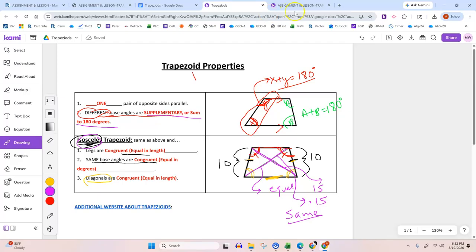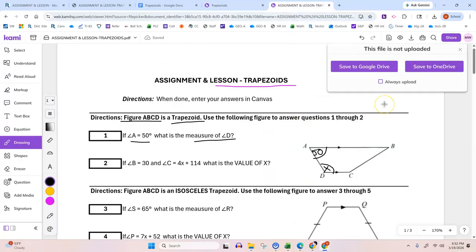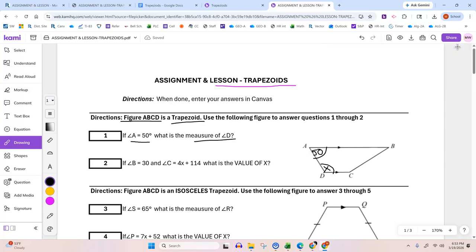That means that these two together, 50 and X, are adjacent angles. So we can go 50 plus X equals 180, okay? And then, of course, we subtract 50 from both sides. So X equals 130 degrees, okay? So that's how we can figure out the measure of angle D.